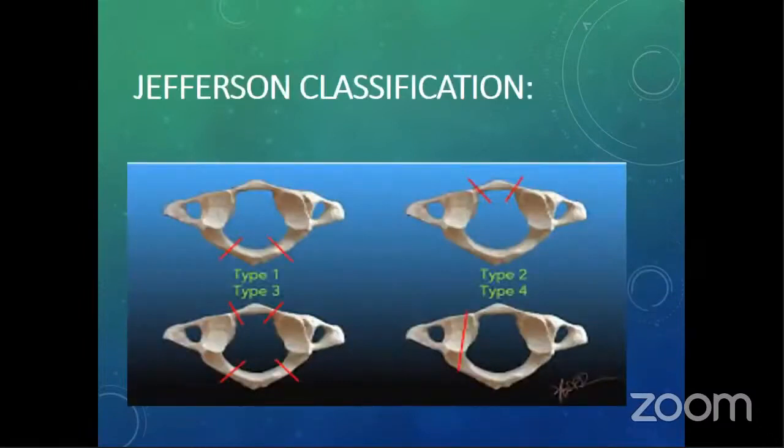According to Jefferson, we label the fracture of the atlas as type 1 in case it involves the posterior arch only, and type 2 if it involves the anterior arch. In type 3 Jefferson fracture, it is a type of burst fracture that involves both the anterior and the posterior arch. Whereas in type 4, the lateral mass fracture is involved.